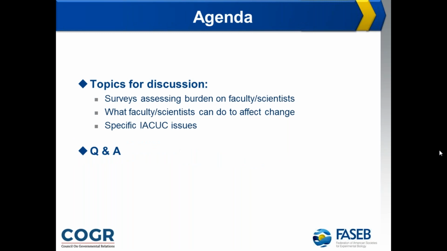All right, so for the agenda today, we are going to look at a few of the surveys that have assessed burden on faculty and scientists to kind of get us started. And then we will look at what specifically faculty and scientists can do to affect this change. And then we will dive into the actual IACUC issues and get into the nitty-gritty details. Of course, followed by our Q&A. So with that, let's go ahead and get started.